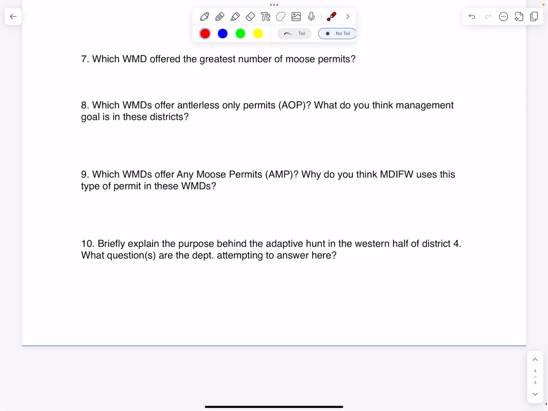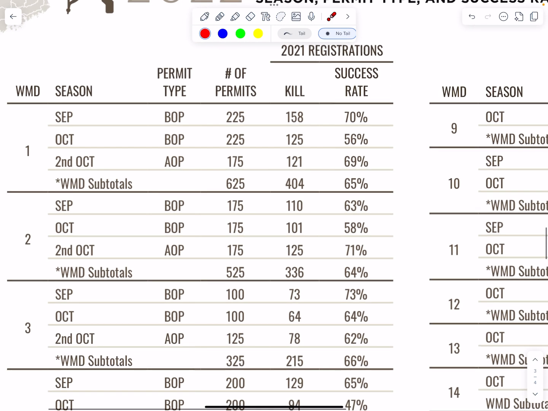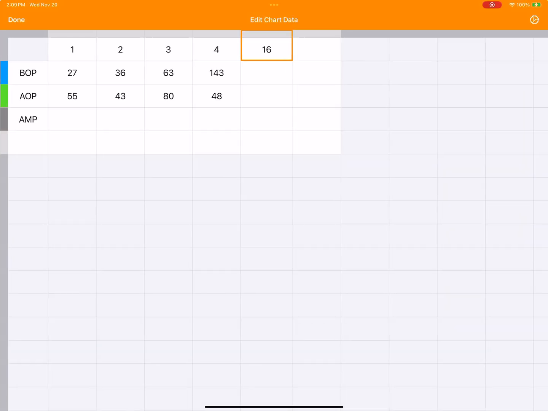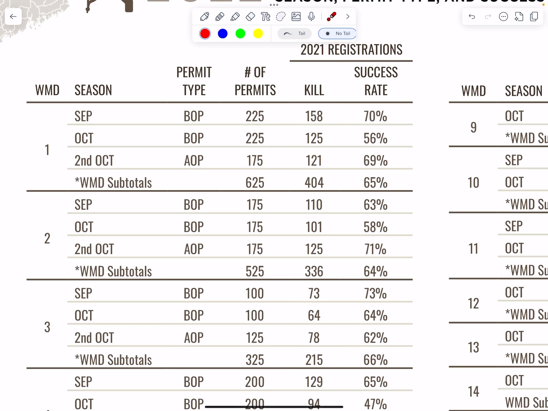We'll look at our data table down here, and I'm looking at the breakdown of total permits in each district. I can see pretty quickly that there are 2 different seasons that have bull-only permits. That means I have a total of 450 bull-only permits in District 1 between 2 seasons. There's 225 in September, another 225 in October. So 450 bull-only permits, and then 175 antlerless-only permits. 450, 175. I'm adding up the totals of each type of permit.